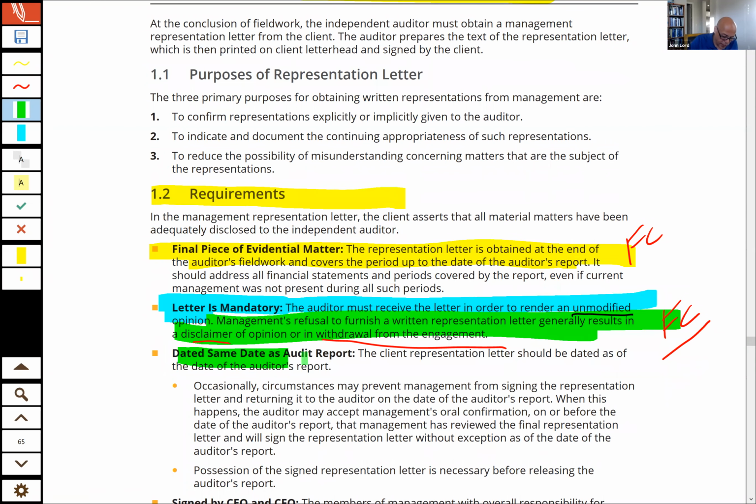Okay, now what happens? I already said this: it's dated the same date as the auditor's report. So we already said that, okay?